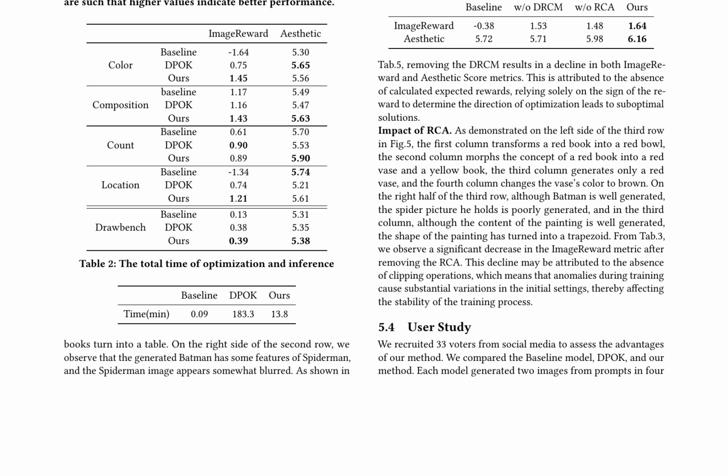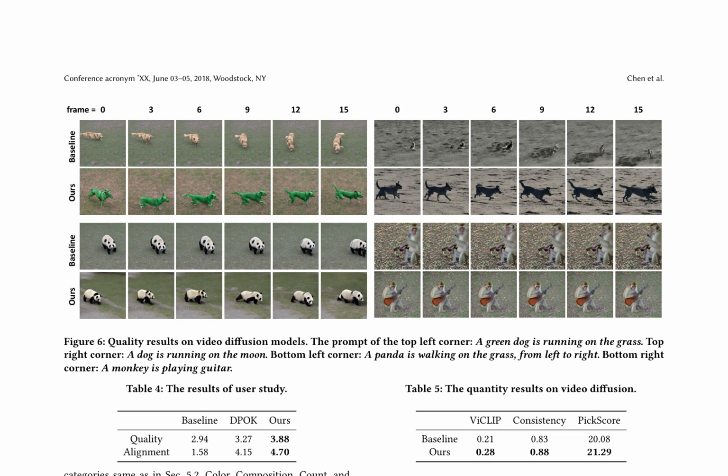In the ablation study, removing the DRCM and RCA components leads to a decline in both image reward and aesthetic score metrics, highlighting their importance. The user study shows that the proposed method outperforms baseline models in terms of both appearance and alignment, with a significant preference for its text-image consistency. Additionally, the method is nearly 13 times faster than the baseline.